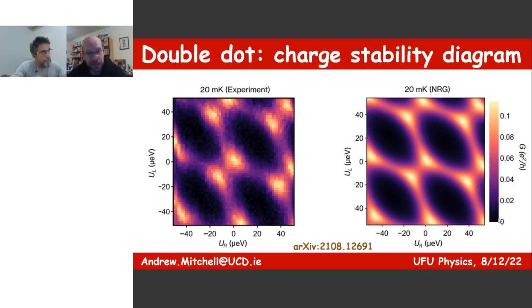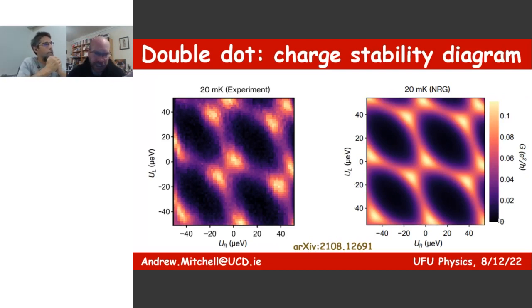Another feature that I didn't mention is that the Kondo model involves two charge states per dot. But to get a really good, accurate description of the experiment at these temperatures, you actually need to include more than just two charge states per dot. And so we had to generalize the model a bit.